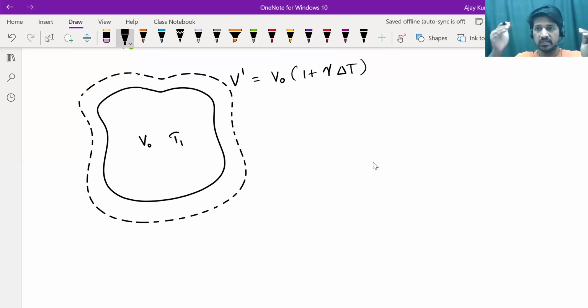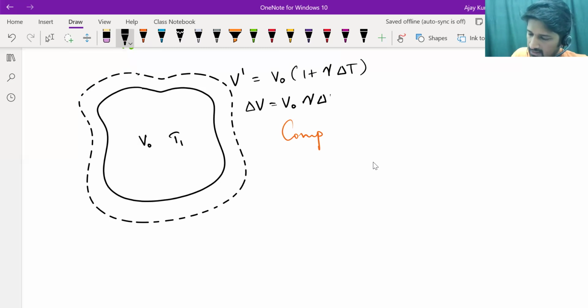We are not allowing it to expand. We are forcing it to take that smaller volume. So we are compressing it by delta V. I mean, it wants to expand by delta V equal to V naught gamma delta T. You are not allowing it to expand. So the compression becomes V naught gamma delta T. Okay. So that's the change in volume that you are forcing.